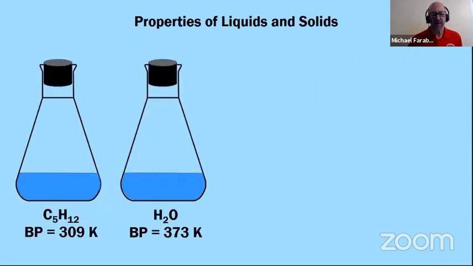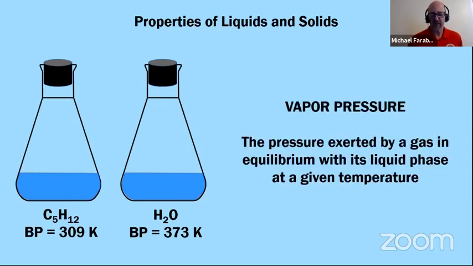Okay, so now I'm going to talk about properties of liquids and solids. Here we have two liquids, C5H12 and H2O. The boiling point of each liquid is listed. I'd like to talk about a property of a liquid which is known as vapor pressure. So what exactly is vapor pressure? It is the pressure exerted by a gas in equilibrium with its liquid phase at a given temperature.